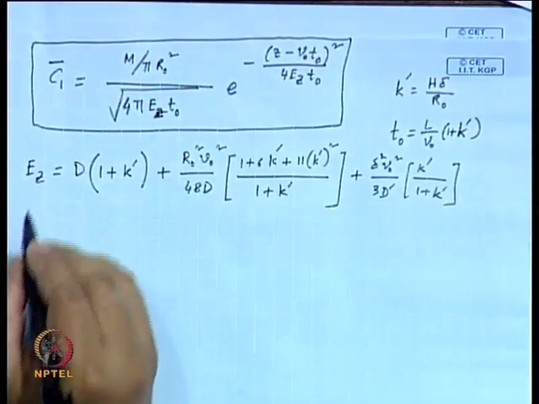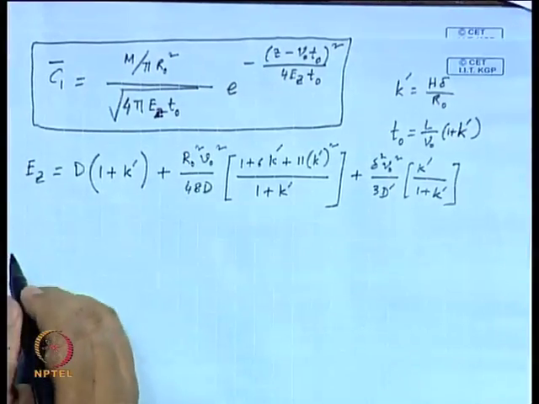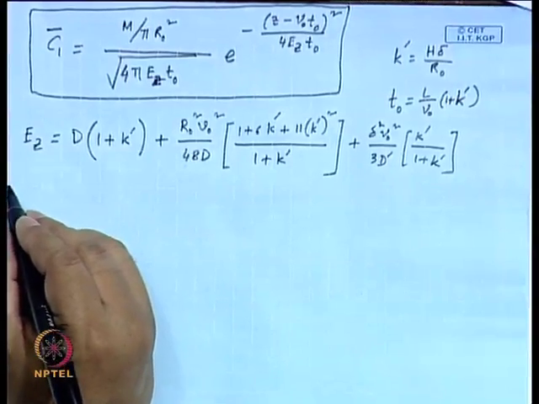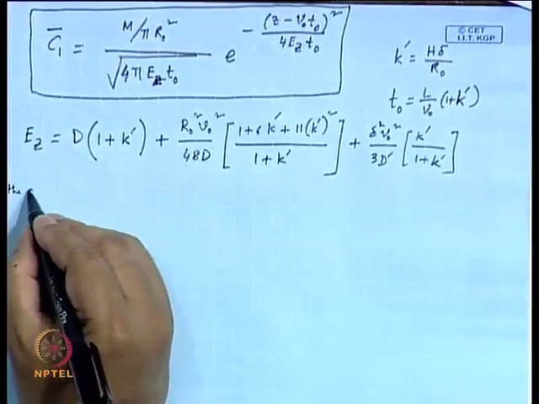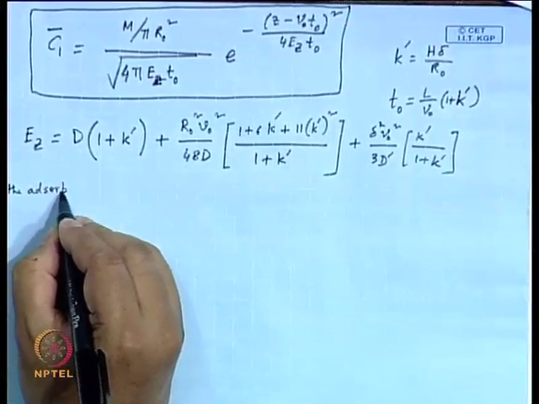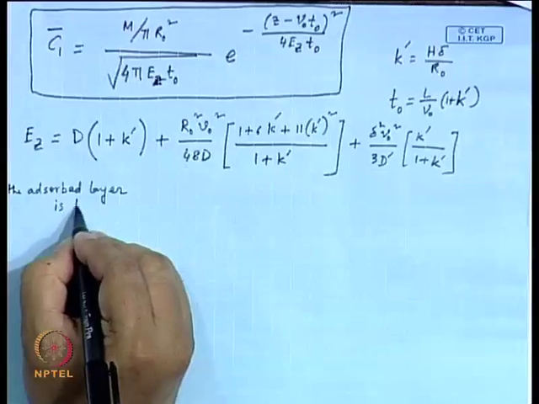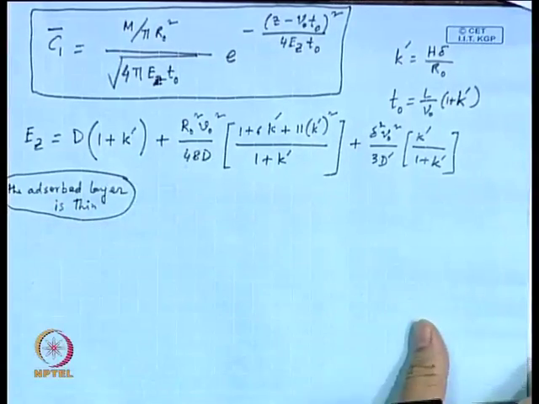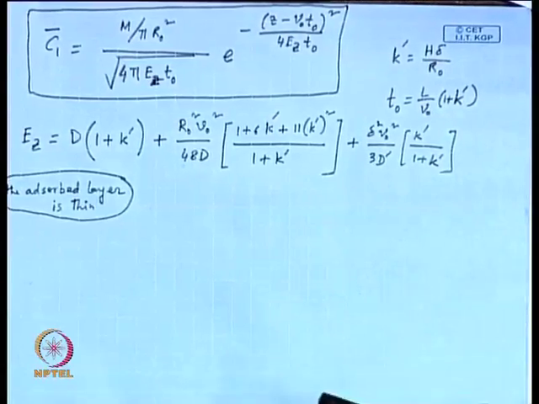So one of the assumptions while arriving at this expression for EZ is that the adsorbed layer is thin. That means the delta is small compared to R 0. That is what it means. Now, this is one of the assumptions you have.